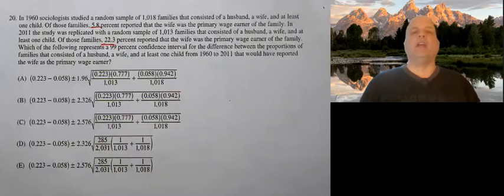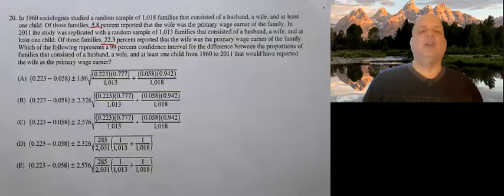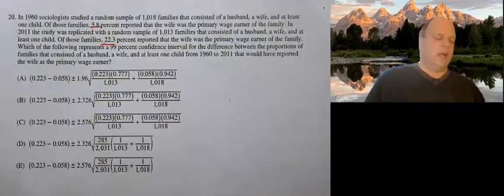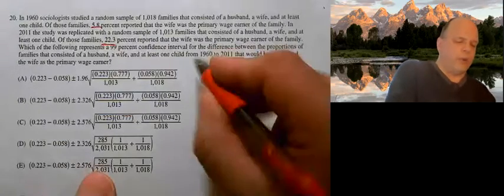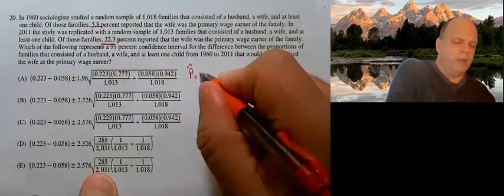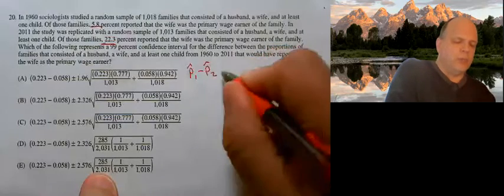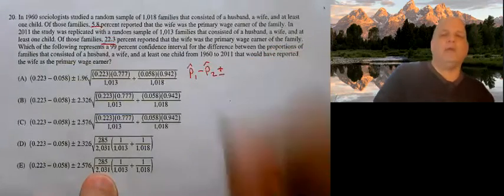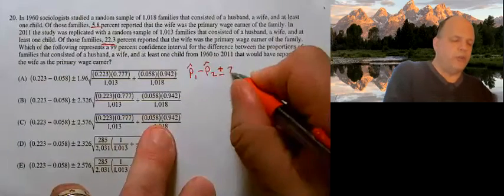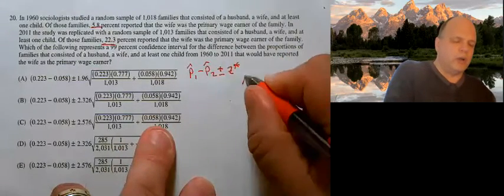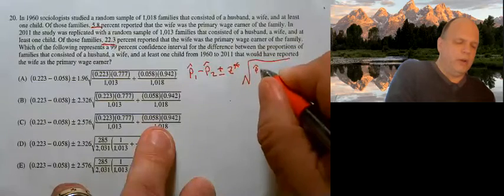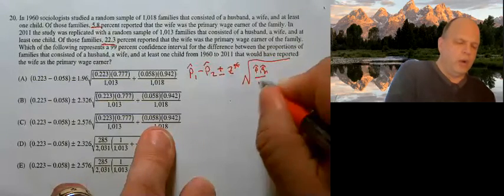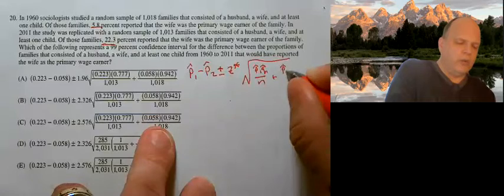Which of the following represents a 99% confidence interval for the difference between the proportions of the families that consisted of a husband and wife and at least one child from 1960 to 2011? Well, all right, first off, let's write down our formula. P hat 1 minus P hat 2 plus or minus, and remember, every time you're working with a proportion, it's always a Z. So this is a Z star, times the square root of P hat 1, Q hat 1 over N1 plus P hat 2, Q hat 2 over N2.